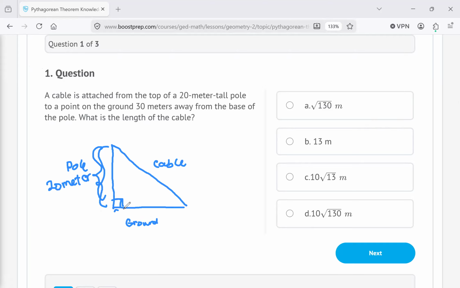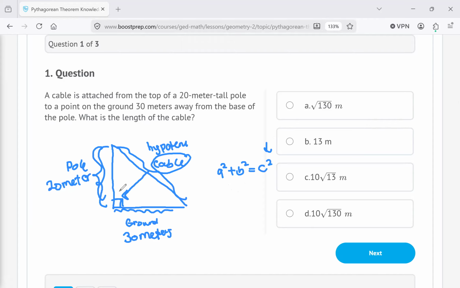Okay. So then what I'm going to do is write my Pythagorean theorem, a squared plus b squared equals c squared. And then you've got to ask yourself, what are we trying to find? What is the length of the cable? So the cable is also the hypotenuse. We said the c is the hypotenuse. And how do I know the cable is the hypotenuse? Because the cable is facing directly across this box symbol. Okay.